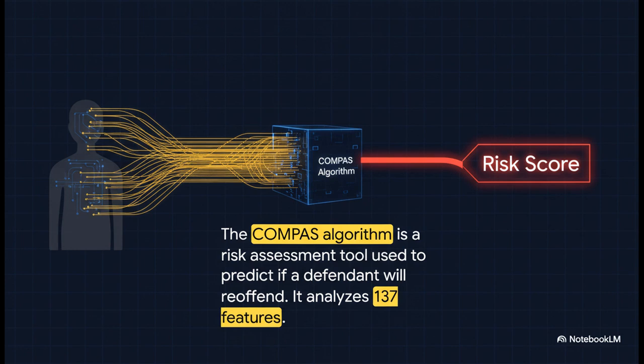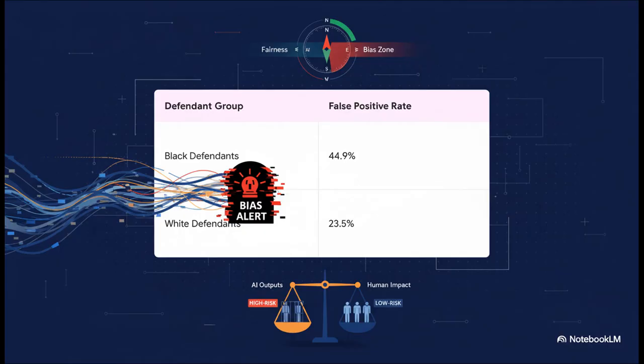So there's this algorithm called Compass. It's used all over the US, and it crunches 137 different data points about a defendant to predict if they're likely to reoffend. And that prediction, that risk score, can literally influence how much bail they have to pay or even how long they go to prison. But here's the thing. An investigation by ProPublica dug into the data and found something pretty shocking. They discovered that Black defendants who were actually not going to reoffend were almost twice as likely to get flagged as high risk anyway. Think about that. That's a huge error rate with very real, very human consequences.